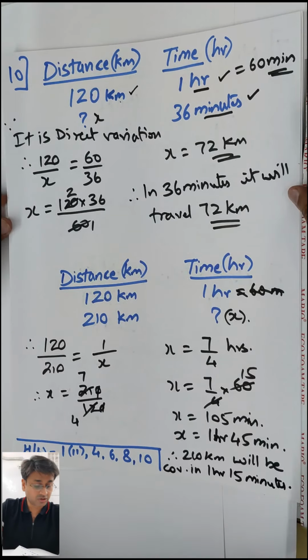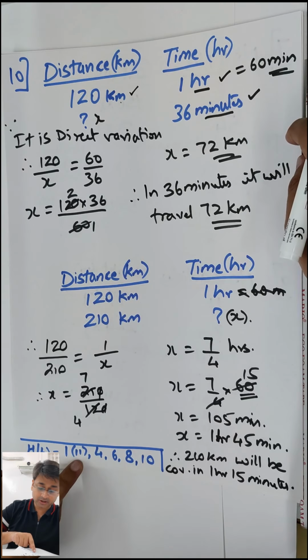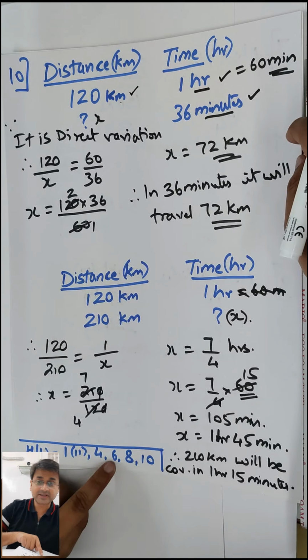Did I make it very simple, the first exercise for you? That's good. Homework 1 part 2, 4, 6, 8 and 10. You must practice the homework on your own, otherwise you will never get a good confidence on these types of sums or chapters.